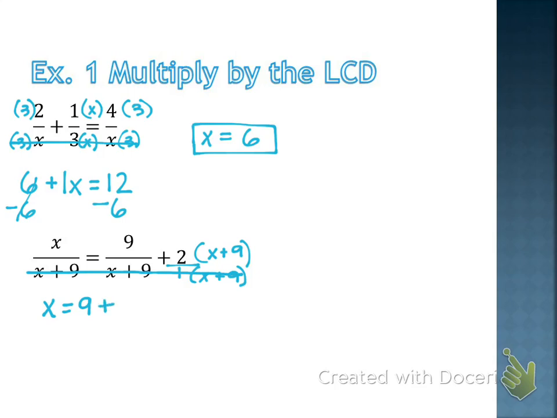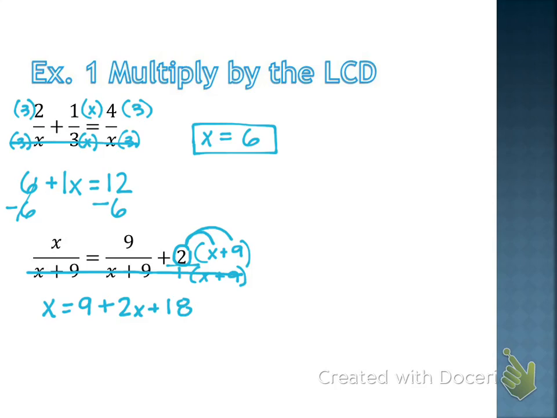Plus, now watch this. Is everybody watching? This 2 has to be distributed to both the x and the 9. So I'm going to have plus 2x plus 18. Don't forget that step. People usually go 2x plus 9. No, that 2's got to be distributed to everything. So that means I've got to have 2x plus 18.